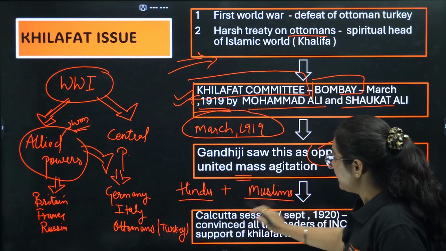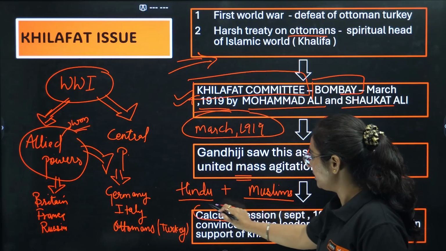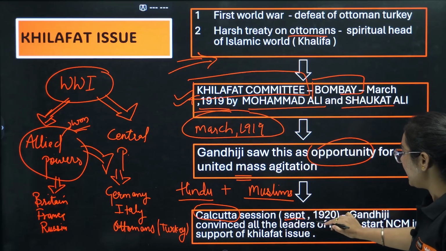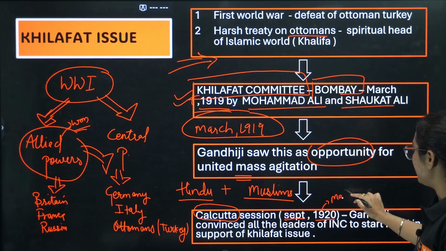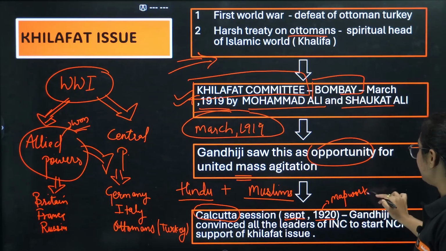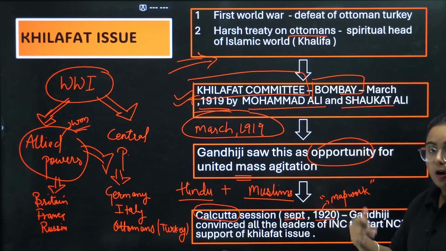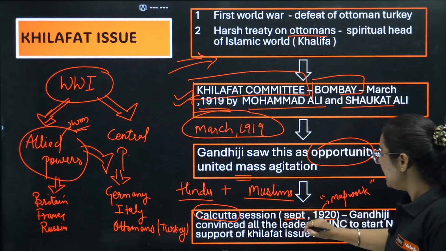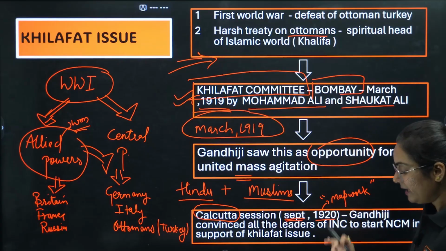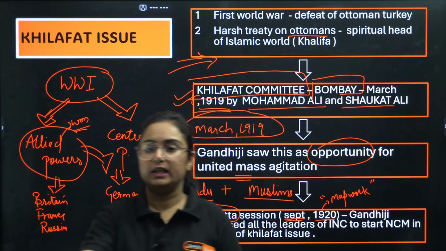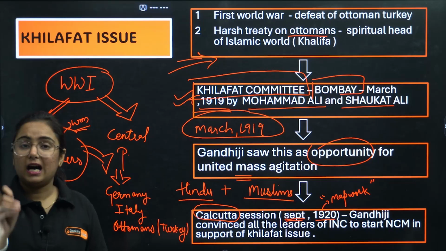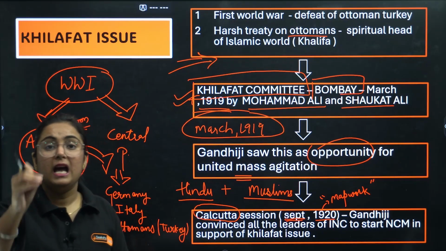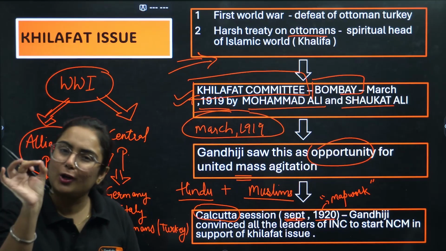Now, there was a session organized in Calcutta. Pay attention here. There was a session organized in Calcutta in September 1920, and this is map work also. Whatever I am telling you as map work, you can mark along with this video so that you do not forget it later. This session of Calcutta was held in September 1920, when Gandhiji brought this interest to the Indian National Congress, that we can start a non-cooperation movement, a nationwide movement against this issue. Which issue? In support of the Khilafat issue.